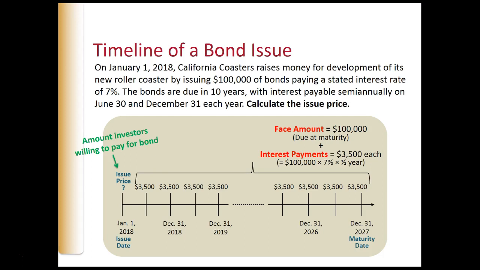Now, over the 10-year period, bondholders will receive a total of $170,000, which is the face amount of $100,000 due at maturity plus semi-annual interest totaling $70,000. How much are investors willing to pay today for the right to receive $170,000 over the next 10 years? Certainly less than $170,000 because the cash flows are in the future. Next, we'll see how to determine the price.